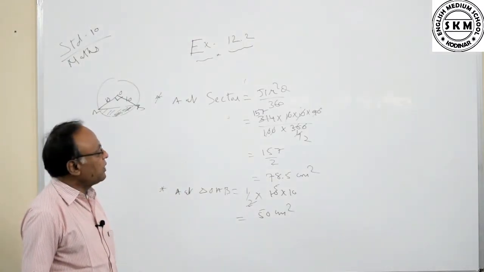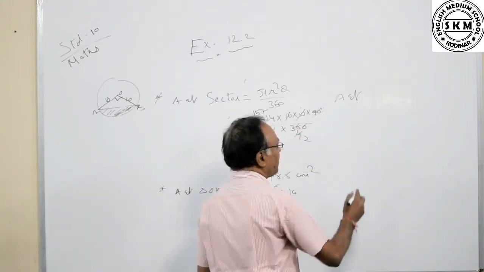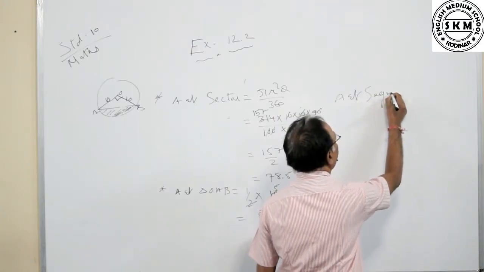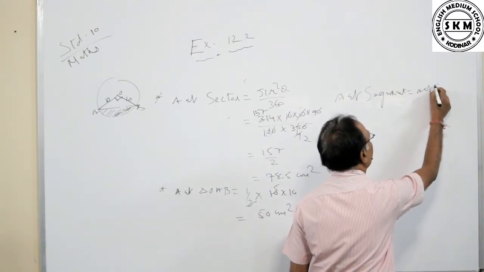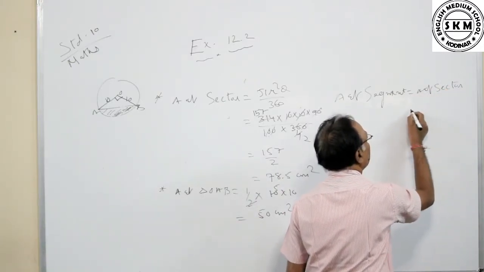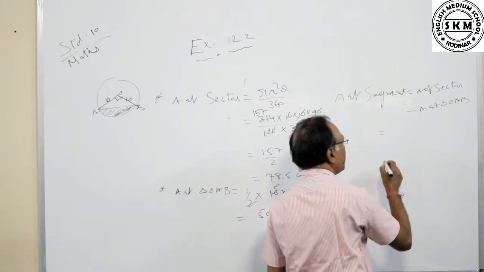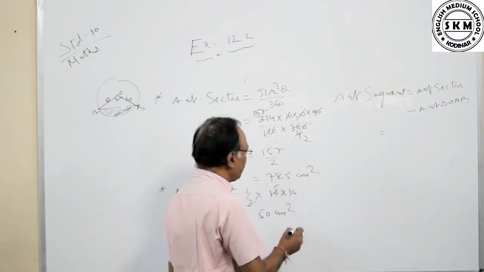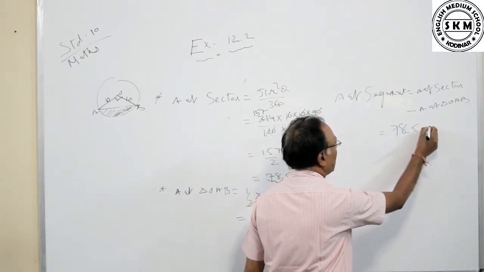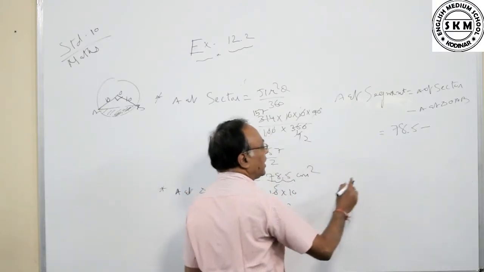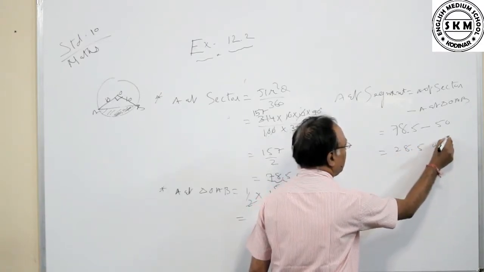Now we want to find the area of the segment, here meaning the minor segment. Area of sector minus area of triangle OAB is equal to the area of the sector we just found, 78.5, minus the area of the triangle, which is 50, so there is 28.5 centimeter square.